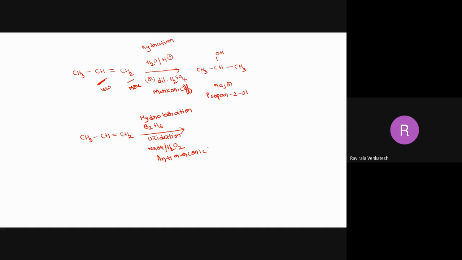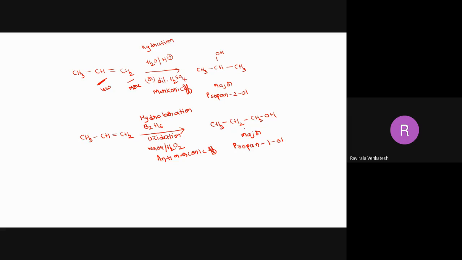All of you write this one down, because after that I will rub it off. Which product are we going to get here? The anti-Markovnikov product. This will be the major one. Now the name of this one will be what? Propan-1-ol. This is the major product.